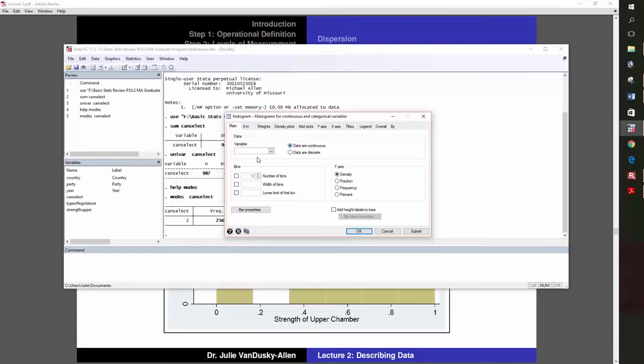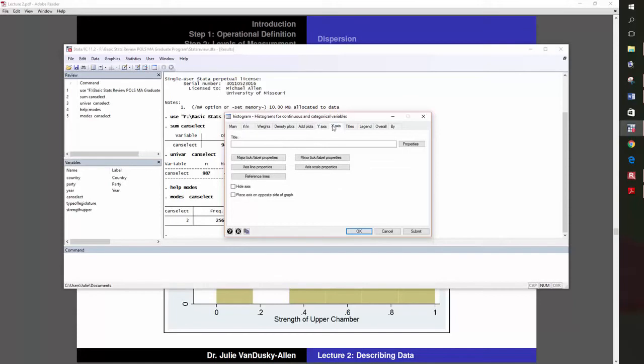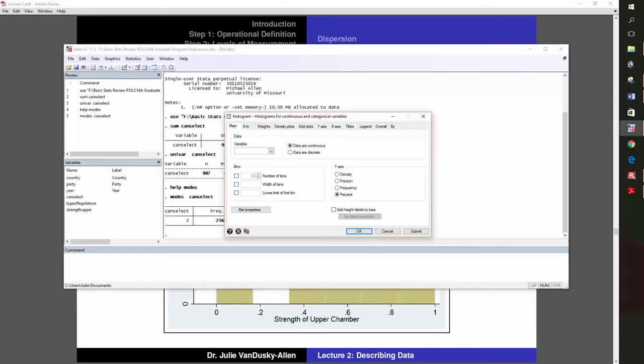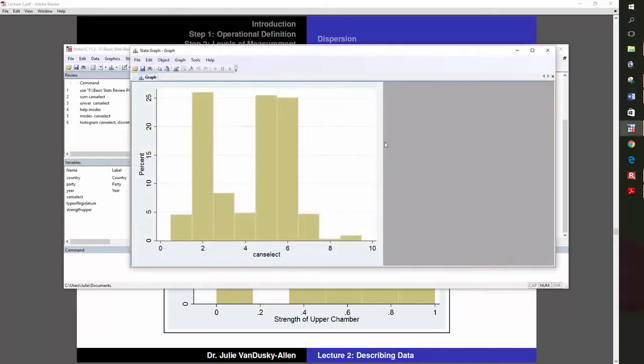In the y-axis box, you should always click %. And you can edit the axes titles here and here in the y-axis and x-axis tabs. Then you would click OK. So, as an example, I will do the candidate selection variable. It is discrete because it's ordinal level, %, and I will click OK. And the graph should pop up here.